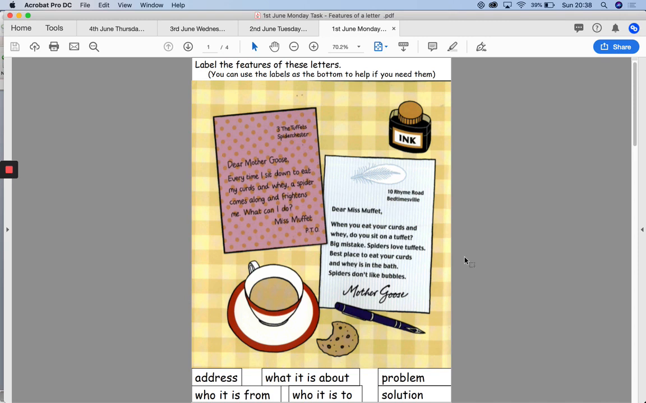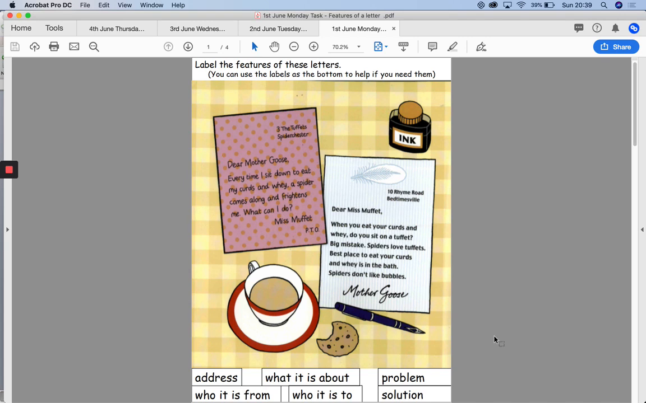Starting with the 1st of June, Monday, we will be thinking about the features of a letter. Now there are 2 documents. One is the input, which gives you a little bit of an idea of what I'm saying now, but then there's the task as well that will look like this. So you will be reading through the letters, you will be labelling the address, what the letter is about, who it is to, who it is from, and then saying whether the letter has a problem or a solution in there.